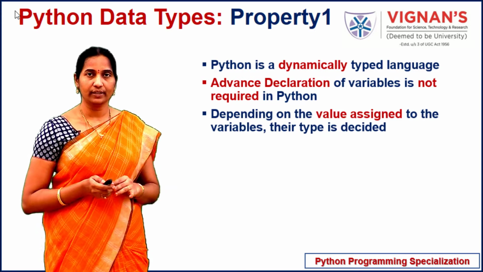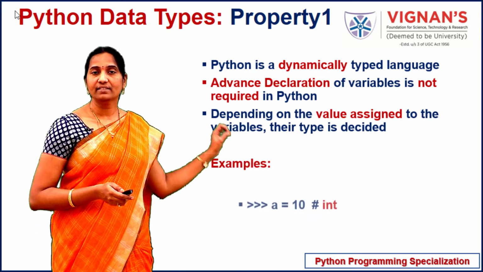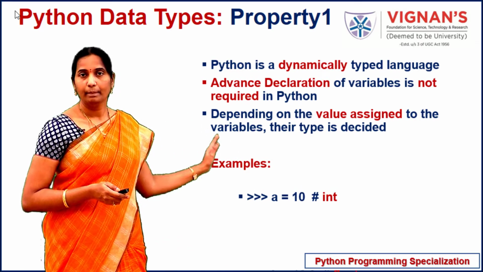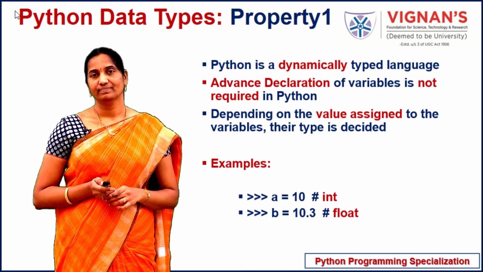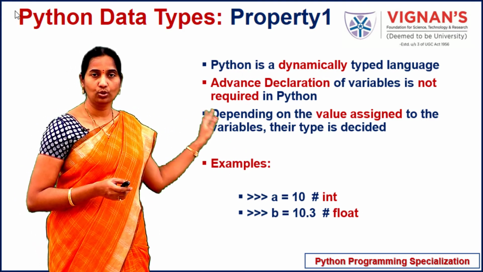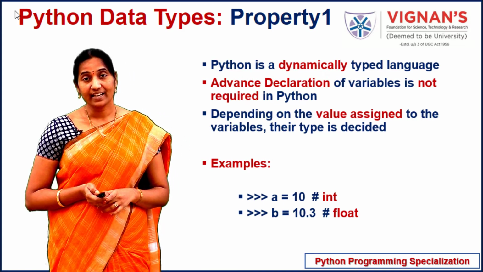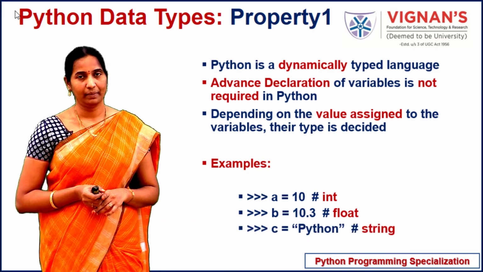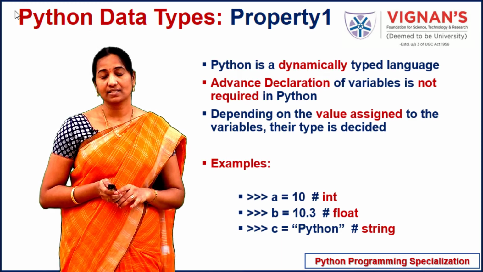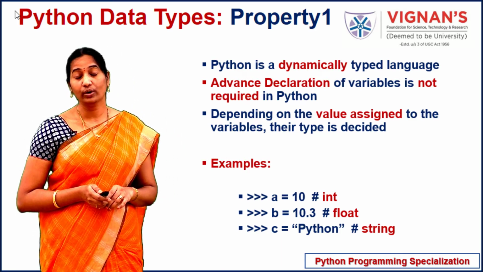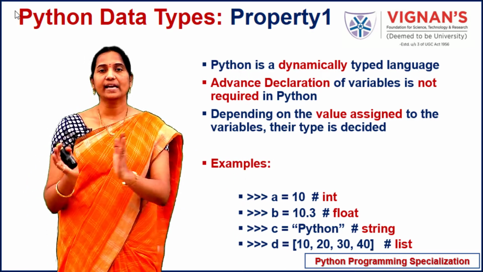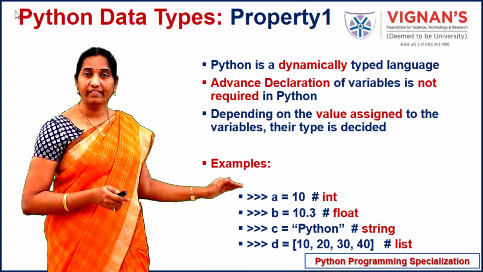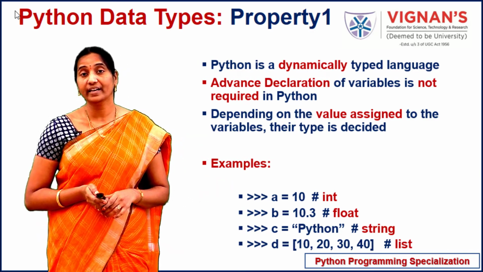So for example, consider a equal to 10. Here an integer value is stored in the variable a. Then a is treated as an integer type, whereas b is assigned a value of 10.3, right? So here 10.3 is assigned to the variable b. Then b is considered as a floating point type. And consider this example, c is assigned a string. Then Python will consider c as a string type, as you are storing string data, whereas d is assigned a collection of elements, which indicates that d is a list. That is how, depending on the value that is stored in the variables, Python treats the type.